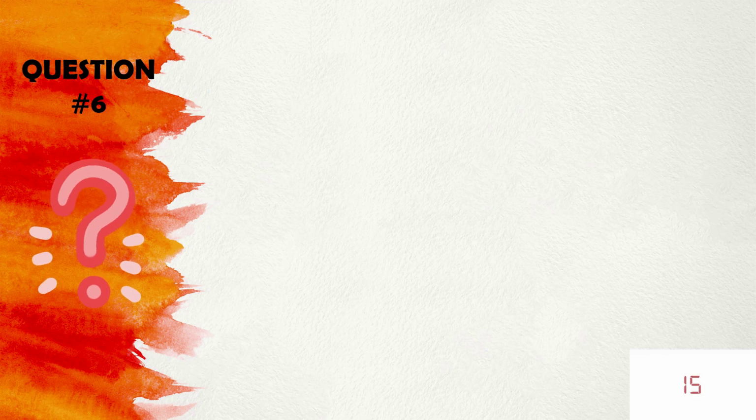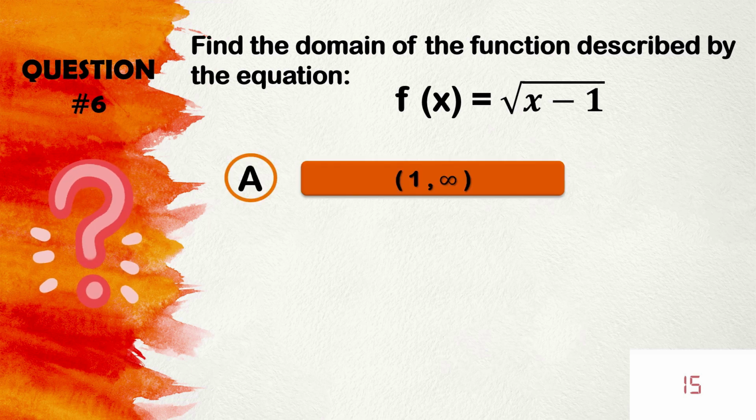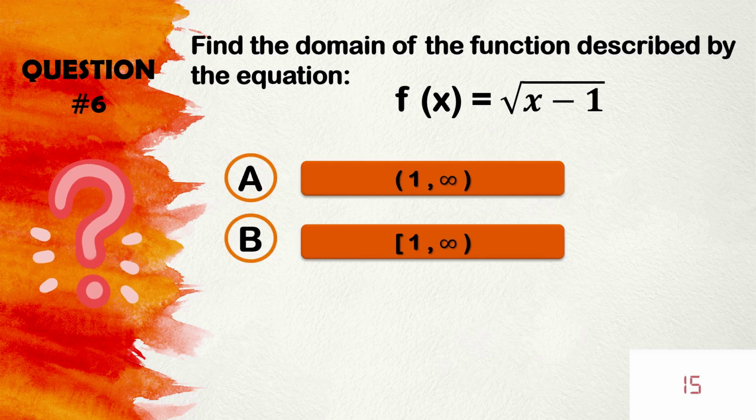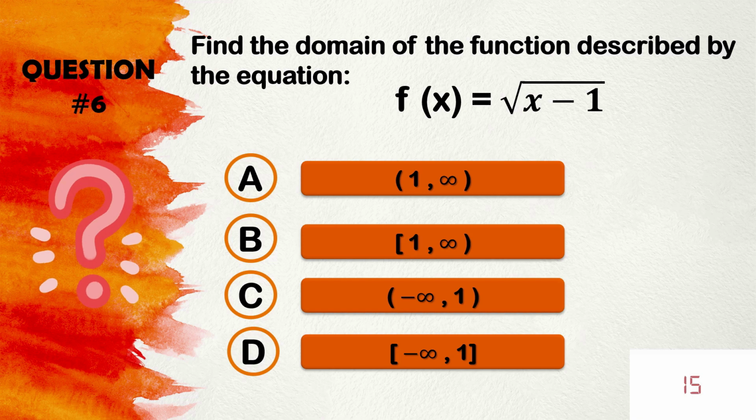Question number 6. Find the domain of the function described by the equation f of x is equal to the square root of x minus 1. Letter A, 1 to positive infinity. Letter B, 1 to positive infinity. But take note, in letter A, 1 is excluded, represented by the open interval or the parenthesis. Meanwhile, in letter B, it's already a bracket, which denotes that 1 is included. Letter C, negative infinity to 1. Letter D, negative infinity to 1.